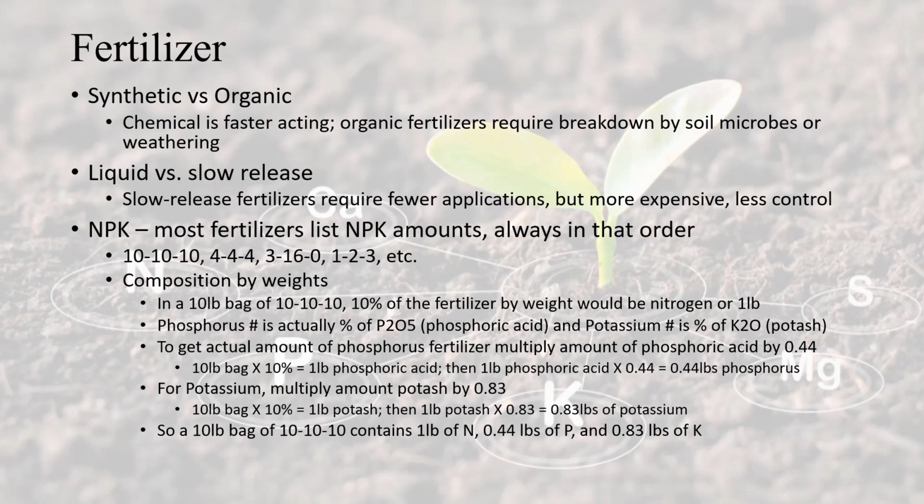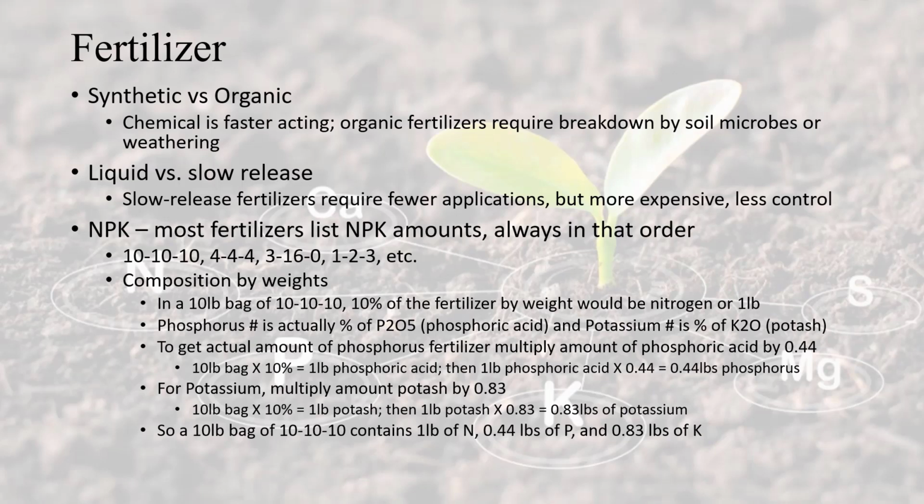So 10% of your fertilizer by weight is going to be nitrogen. So that would be around a pound, right? 10% of 10 is 1. So in this fertilizer, you would have 1 pound of nitrogen in this 10-pound bag. 1 pound of it would be nitrogen. Now, phosphorus and potassium aren't exact.